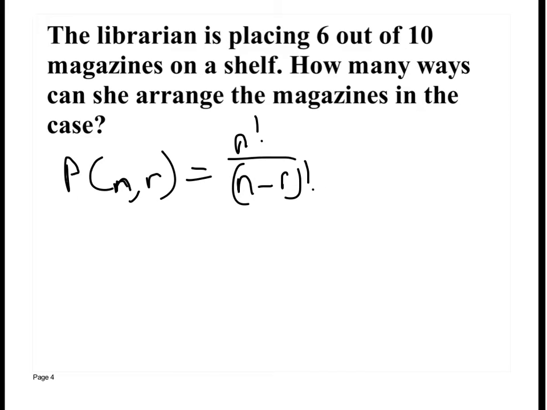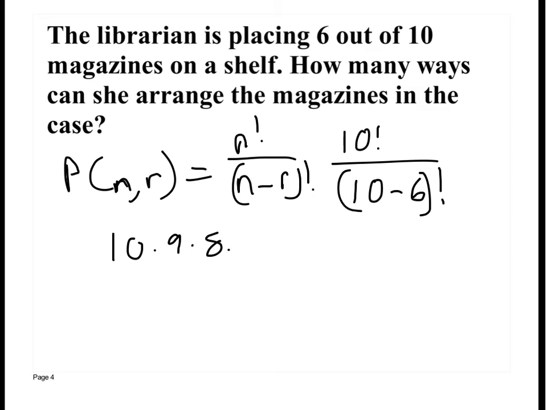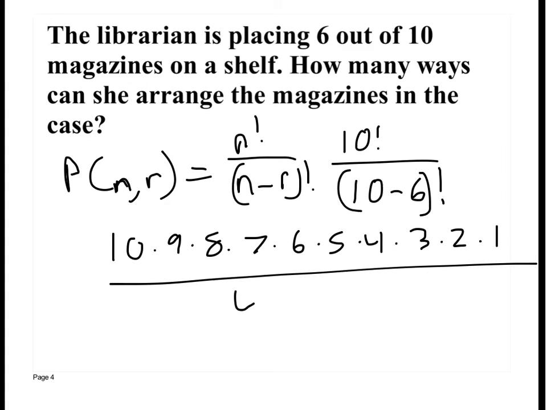So what's my N? How many objects do we have? 10, right? So I do 10 factorial over, and then how many objects do I get to take? 6. So I do 10 minus 6 factorial. Which is 10 minus 6? 4. So I do 10, 9, 8, 7, 6, 5, 4, 3, 2, 1 over 4 factorial, which is 4, 3, 2, 1.